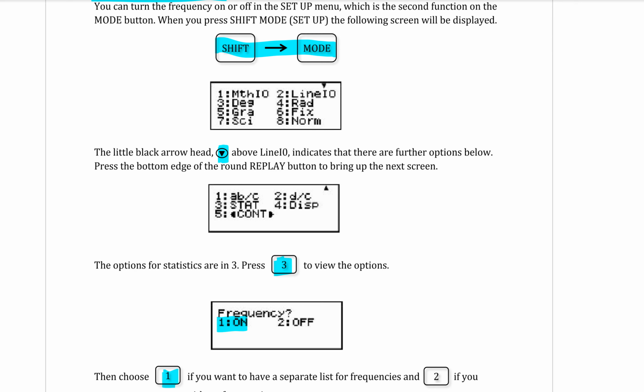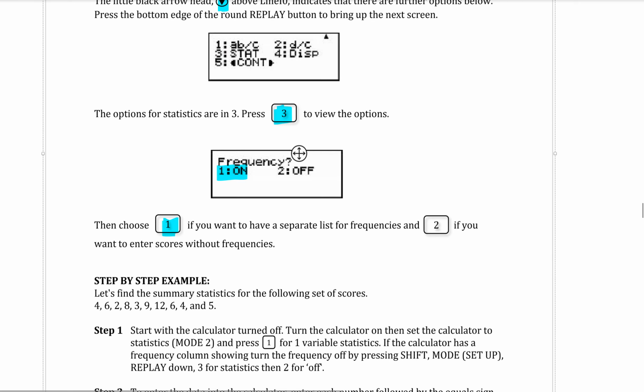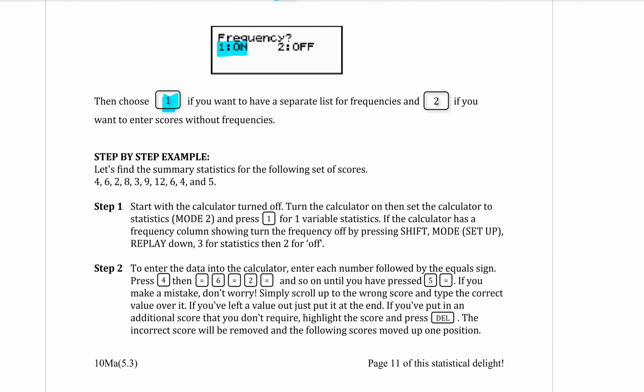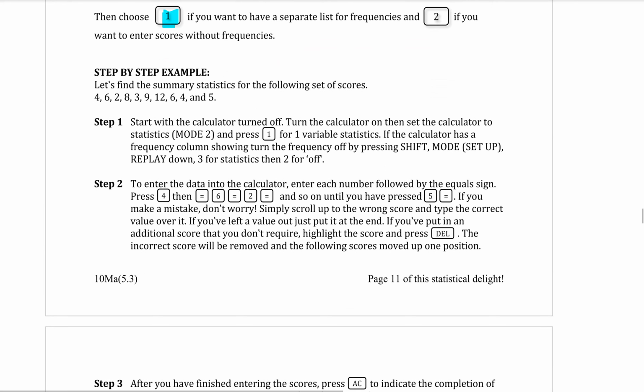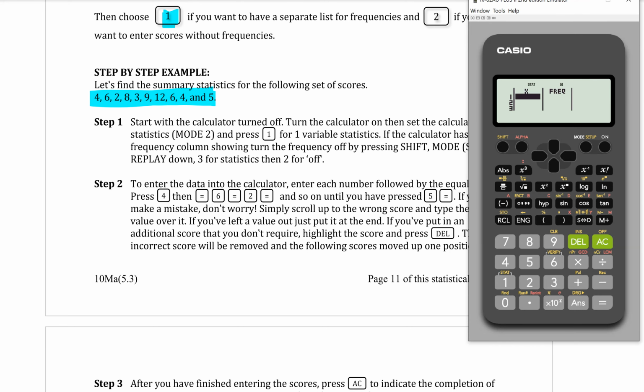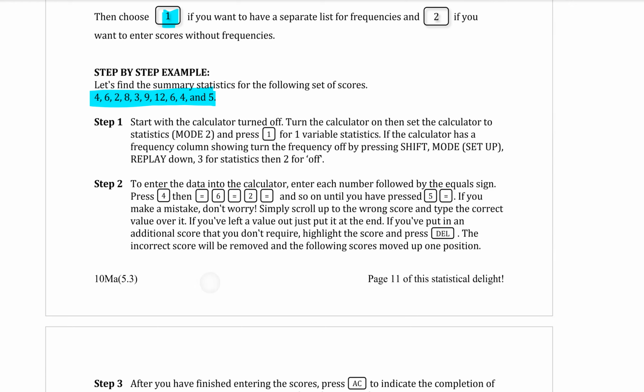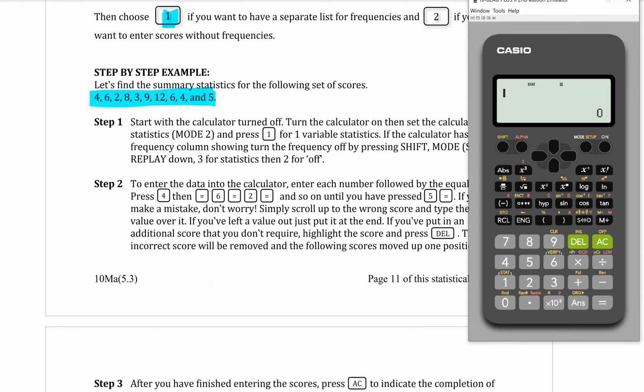Okay, so here is an example that we're going to work through together to find the standard deviation. So we're going to use this set of scores here. And it says step 1, start with the calculator turned off. Okay, so turn the calculator off. Turn the calculator on and then set the calculator to statistics mode. So we're going to go mode and 2 for statistics mode. Then we press 1 for our variable statistics. Actually, let me start that again so that I don't have that extra column there. So let's go mode 2 to turn on statistics, 1 for variable, and there's the normal 1 column that we're used to seeing.